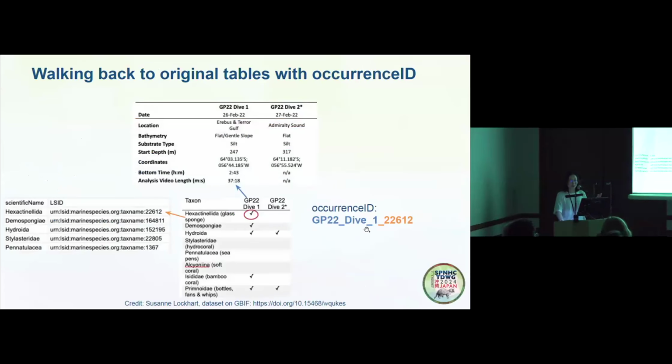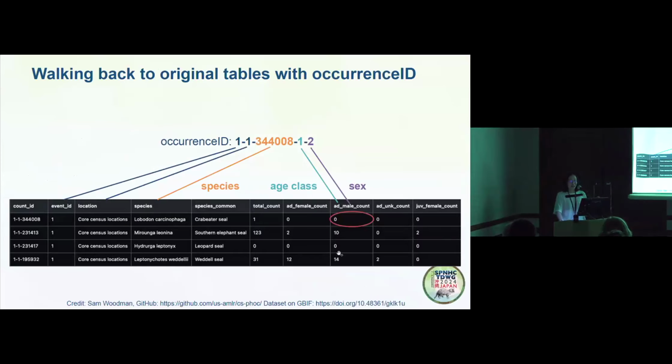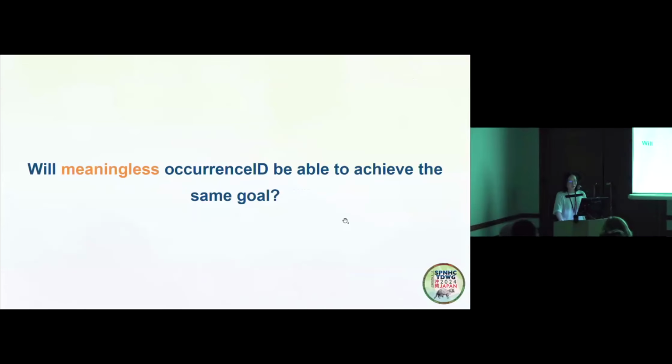That's why I use meaningful identifiers here, because it helps me to go to this cell. And then I know, oh, this is the event that they're talking about. And oh, this is the taxon that they're talking about. And for this example, the occurrence ID is a combination of event ID, location, species, age class, and sex to identify the cell. So will a meaningless occurrence ID be able to achieve the same goal?